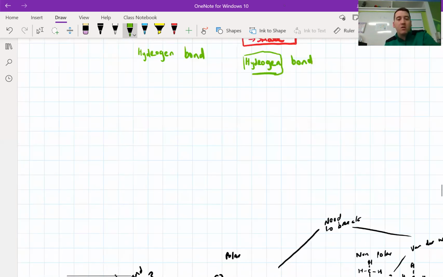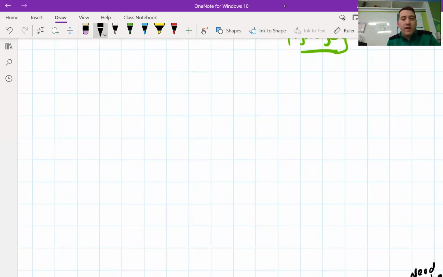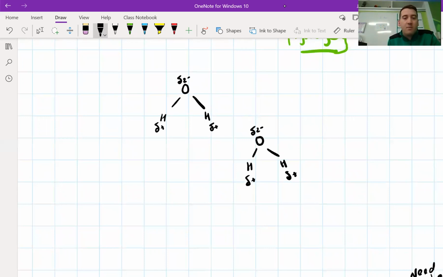Another example of a molecule that does this, and this is a really important one actually, is water. Water is H2O, like this. And what happens here is that the oxygen is a delta 2 negative atom, because it's taken the share of electrons from both of these bonds, and each of these hydrogens is a delta positive atom. If you bring another water molecule close, again, this oxygen is delta 2 minus, and these hydrogens are delta positive. Well, there is a dipole-dipole interaction between the hydrogen of one molecule and the oxygen of another molecule.